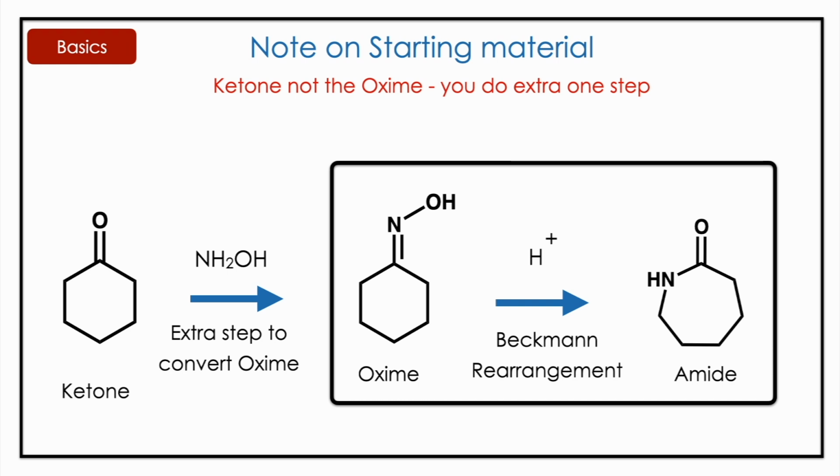Then a short note on the starting material. The starting material need not always be an oxime. It can be a ketone converted into an oxime. So whenever you see multi-step, you always consider that a ketone can be involved in the Beckmann rearrangement through the oxime formation. You have to do one extra step for the conversion: ketone, oxime, then rearrangement to amide.